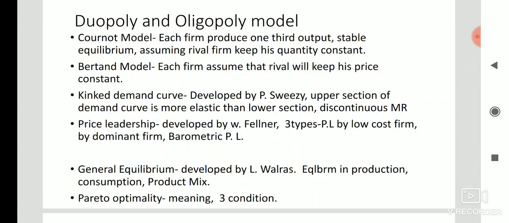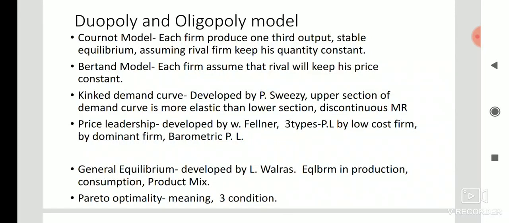And here the equilibrium is a stable equilibrium. One of the important assumptions, on which questions often come, is that each firm assumes that its rival will keep his quantity constant.